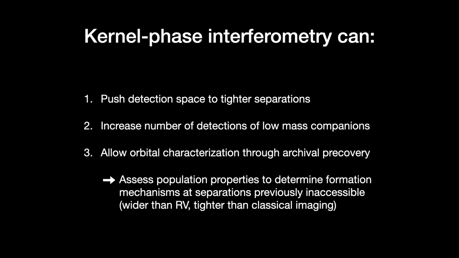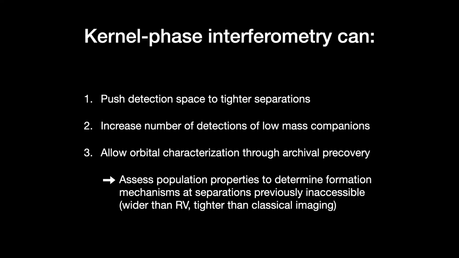And because we don't need that specific observing setup, we can use archival data to go back in time and potentially see orbits of these objects, or if something has been discovered recently, we can go back and try and find it in the archive. And with all of this information, we can assess the populations of these binary brown dwarfs and planetary mass companions, and try and learn about their formation mechanisms at separations that you couldn't reach without this technique.